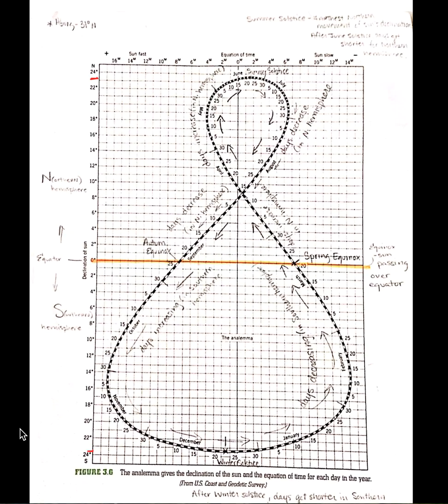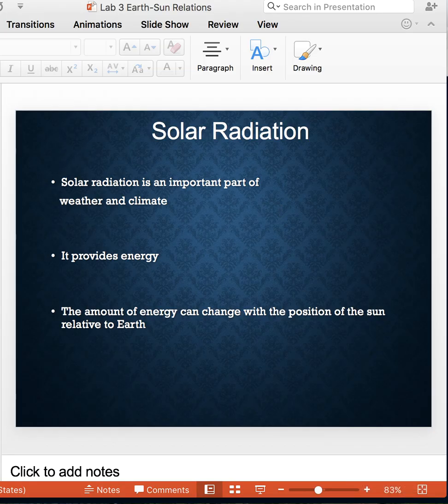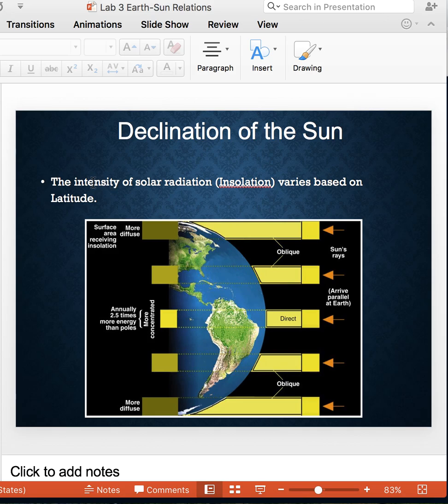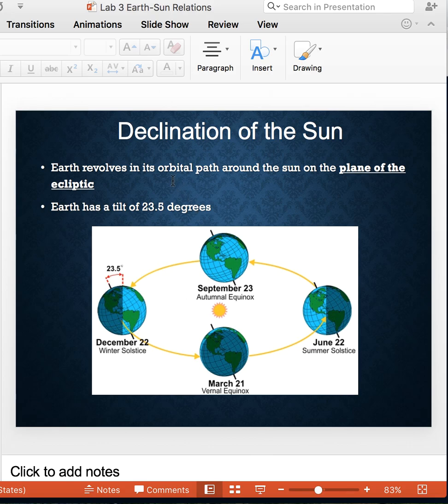Let me exit out of this, and we'll go back to our PowerPoint really quick. Okay. So declination of the sun. The intensity of solar radiation, or insolation, varies based on latitude. This is all through here. You can read about this. The Earth's tilt affects the insolation throughout the year. This is in your book. It's just saying it in a different way.